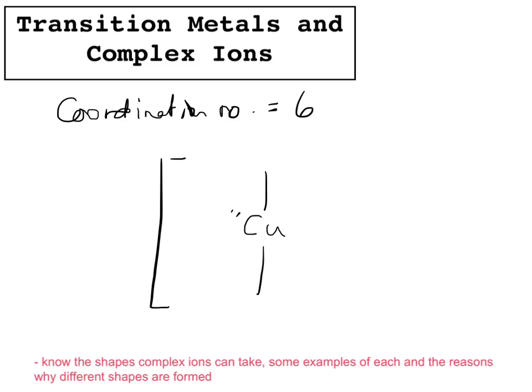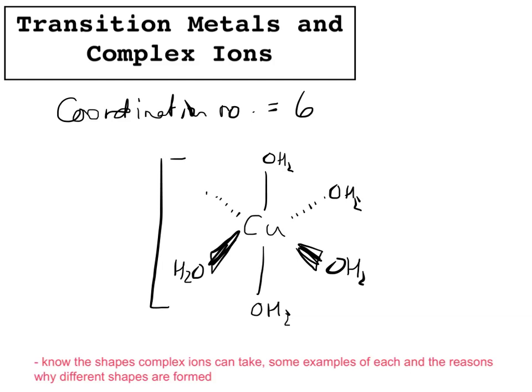So we're going to use the copper hexaaqua complex that has 6 H2Os, waters, around it. And that is going to be a 2+ charge overall, and your bond angles here are 90 degrees between each of the ligands. So that's a coordination number of 6.